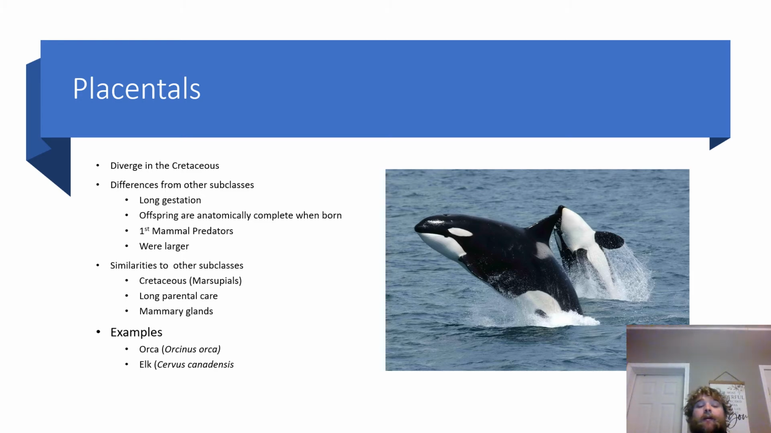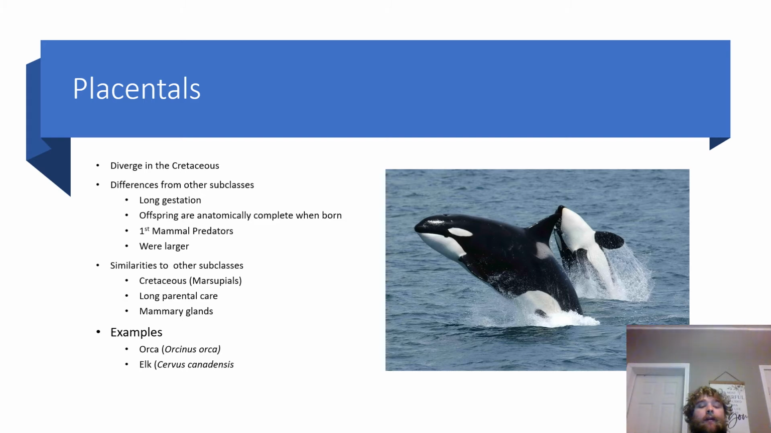But when an offspring is born, it is anatomically complete. It's not embryonic-like. It's pretty well ready to go out of the womb. And this is believed to be the first mammalian predators that diverged. And they were larger, at the time when they diverged, than the other two subclasses of mammals.